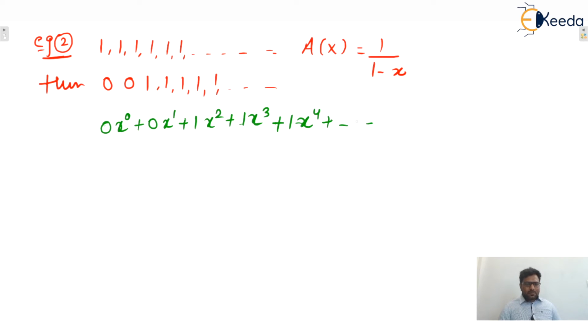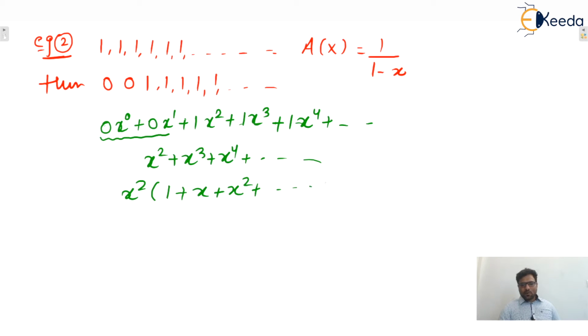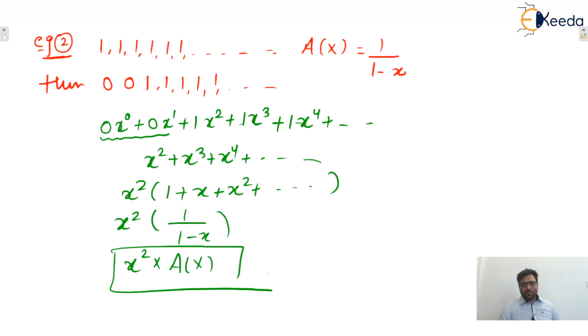Now you only tell me, what does this become? We can say that these terms become zeros. So it becomes x square plus x cube plus x power 4 up to infinity. Take x square as common, so this becomes 1 plus x plus x square up to infinity. Now this becomes 1 upon 1 minus x, that is Ax. So we can see Ax is multiplied with x square, yes or no? So that will be your required generating function for this shifted sequence. I hope this one is clear to everyone. So that was the right shift property.